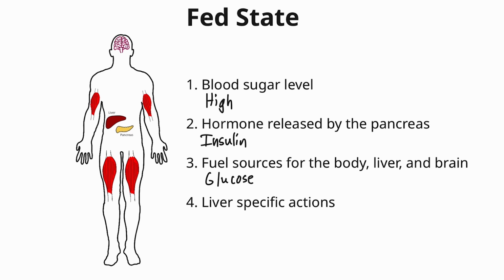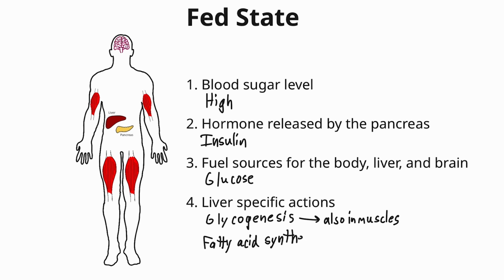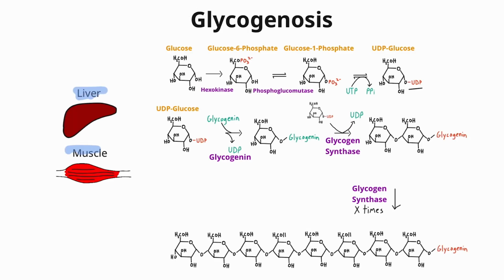And in this fed state, we have enough excess glucose that the liver is going to use the excess glucose to create glycogen through a process known as glycogenesis. And an important side note, this process also occurs in the muscles. In addition to glycogenesis, the liver is also going to be synthesizing fats in a process known as fatty acid synthesis.